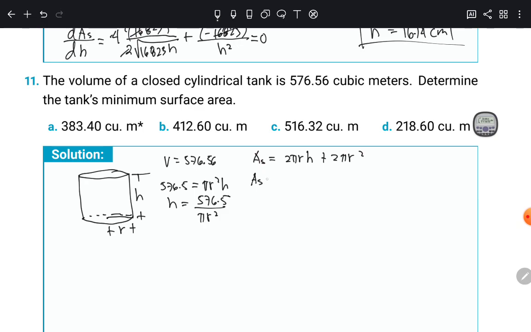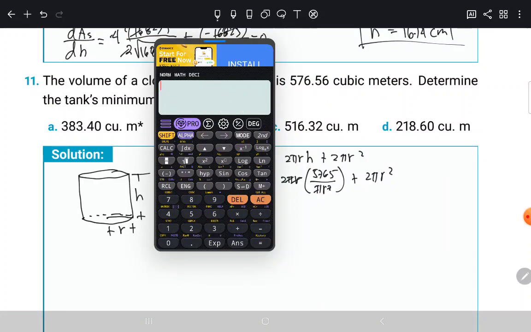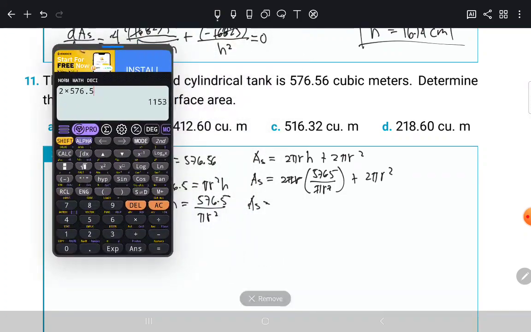So the surface area will be equal to 2 pi r multiplied by h, which is equal to 576.5 all over pi r squared, plus 2 pi r squared. Now, before we take the derivative, we simplify. We can cancel out that pi. We can cancel out that 1 r. So we have 2 times 576.5. So 2 times 576.5 is 1153.